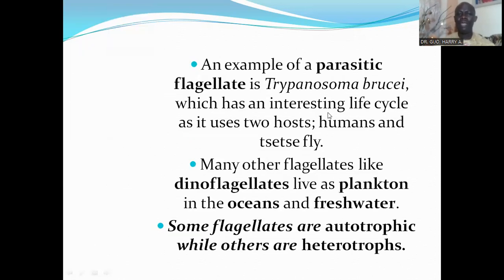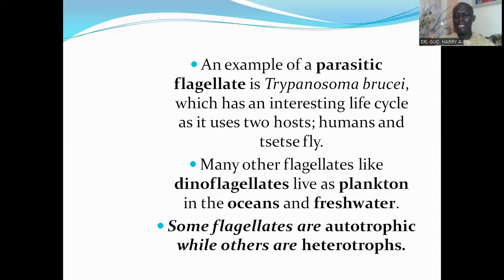An example of a parasitic flagellate is Trypanosoma brucei, which has an interesting life cycle as it uses two hosts, humans and the fly. Trypanosoma brucei is a flagellate protozoan that causes African sleeping sickness, known as trypanosomiasis. The vector is the fly, and it is transmitted to humans by the bite of the fly, which eventually causes the disease condition known as trypanosomiasis.